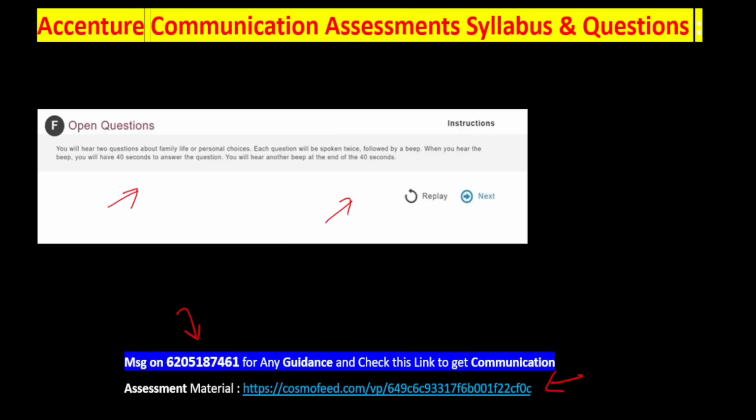As usual, you know that the communication assessment has been made difficult because they are checking your ability of listening, mainly listening, because all the questions are spoken to you. You have to listen to it then answer, which makes it very tough. But if you practice well and you are able to analyze the American English, then you are good to go.